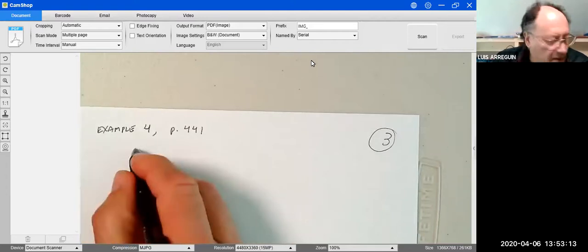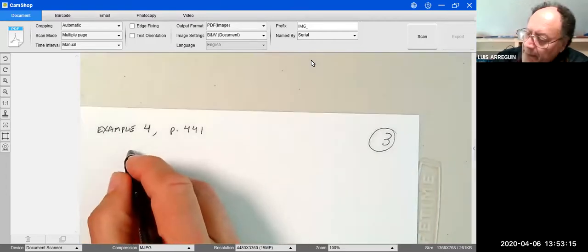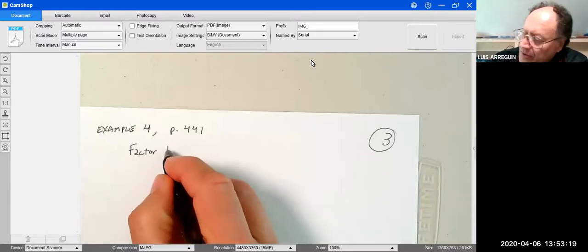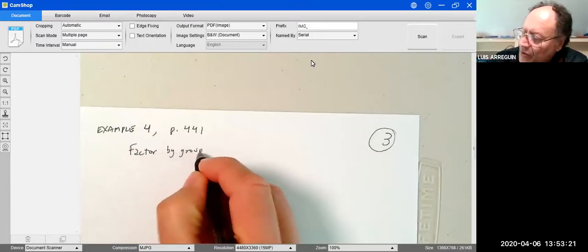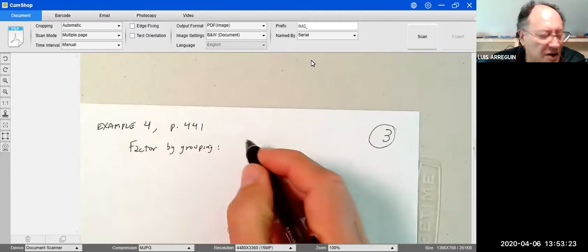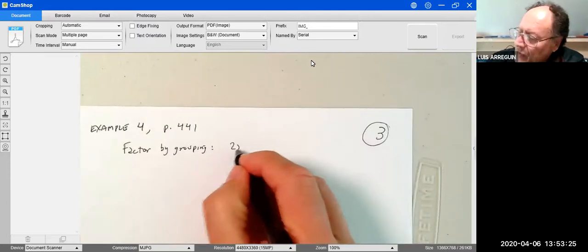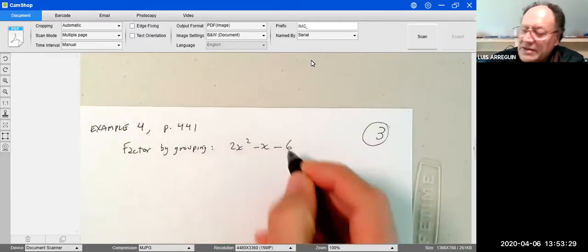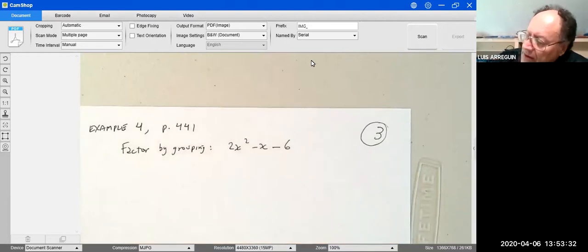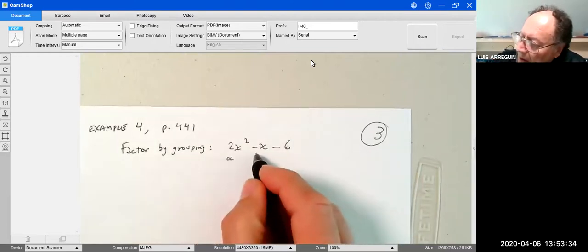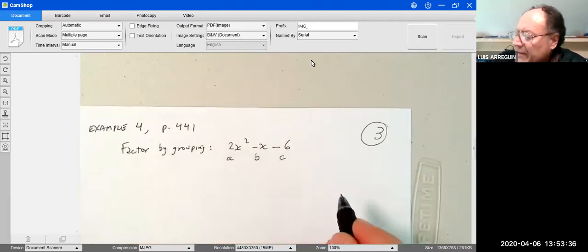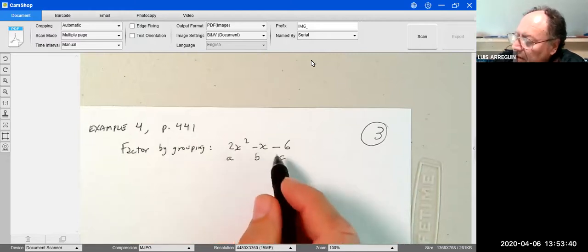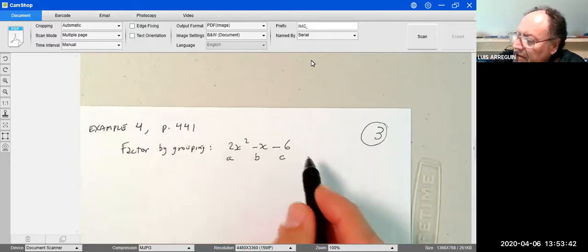So we have, and they say factor by grouping. We don't have to write factor by grouping because it's the only method that we use. 2x squared minus x minus 6. The only thing is that we need to identify a, b, and c. So a is 2, b is -1, and c is -6.